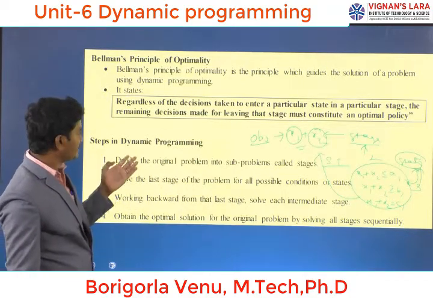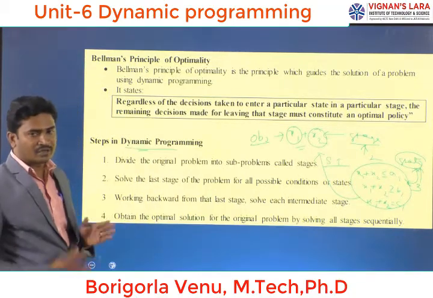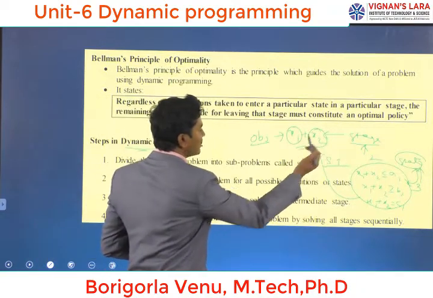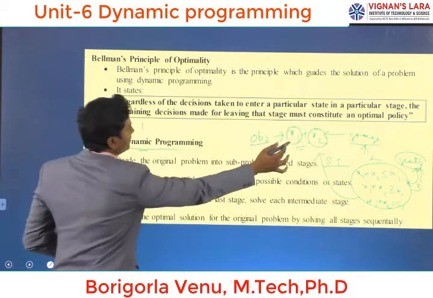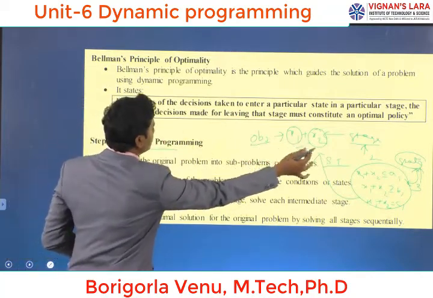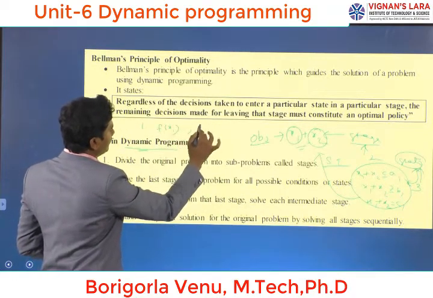Okay, here we have the steps in a dynamic programming problem. First we convert the given problem into subproblems, based on the stages. For example, in the first stage, if we take this as the objective function, we convert this into 2 stages, that is f of x1 and f of x2.